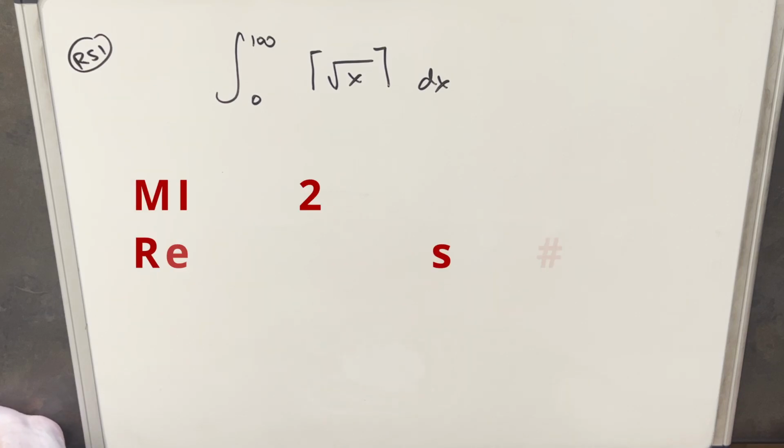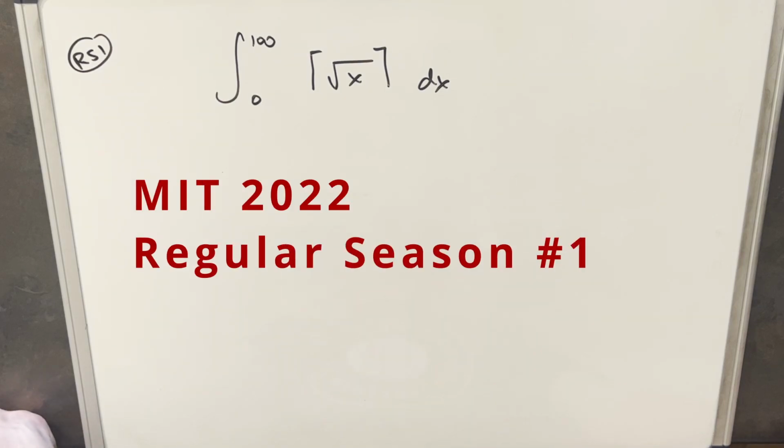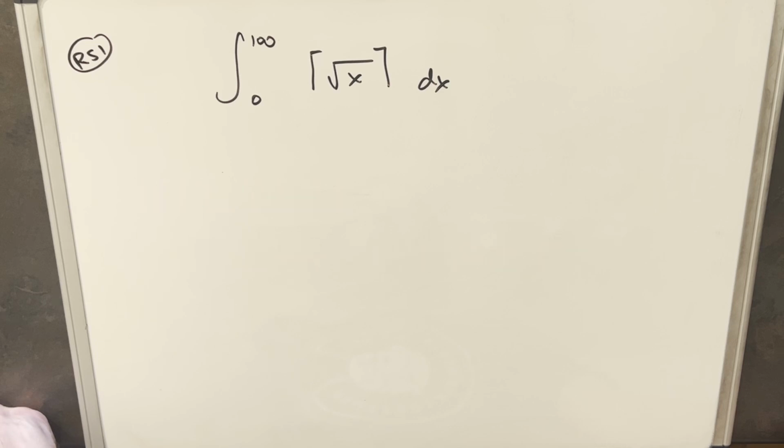Hey, we have here today another integral. This one's from the MIT Integration Bee 2022. This was regular season problem number 1. We have the integral from 0 to 100 of the ceiling function of the square root of x dx.